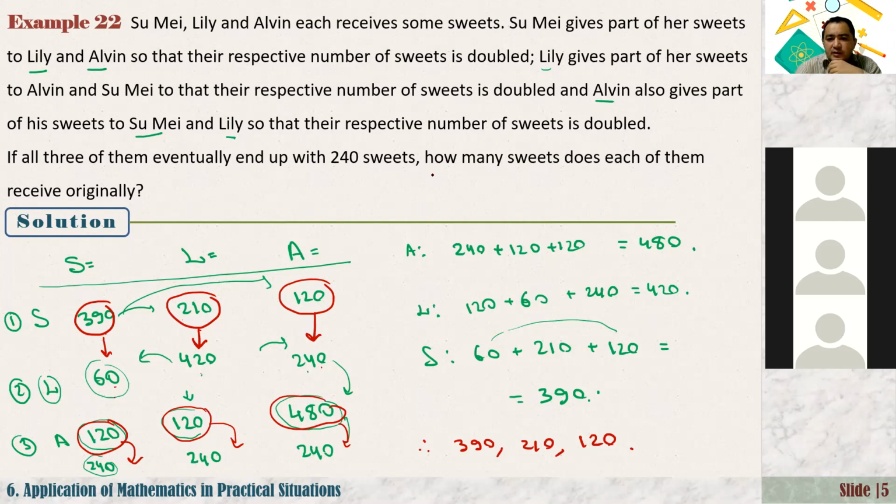Because in the question, it says, how many sweets does each of them receive originally, right? Or originally, how many sweets did everybody have? I meant another thing. It says how many sweets does each of them receive? Each of them received originally 390, 210, and 120. And finally, each one has an equal number of sweets: 240, 240, and 240.